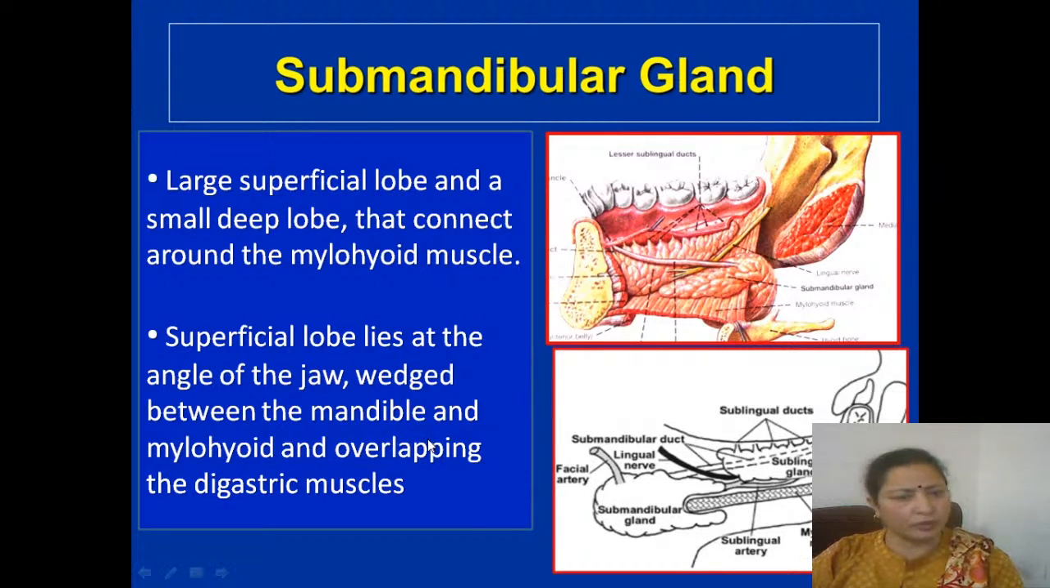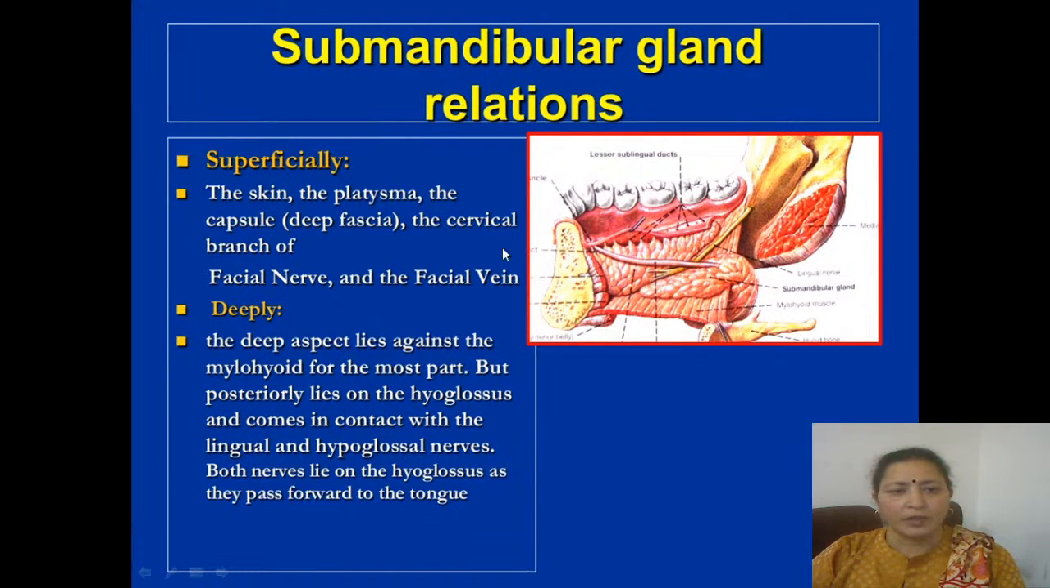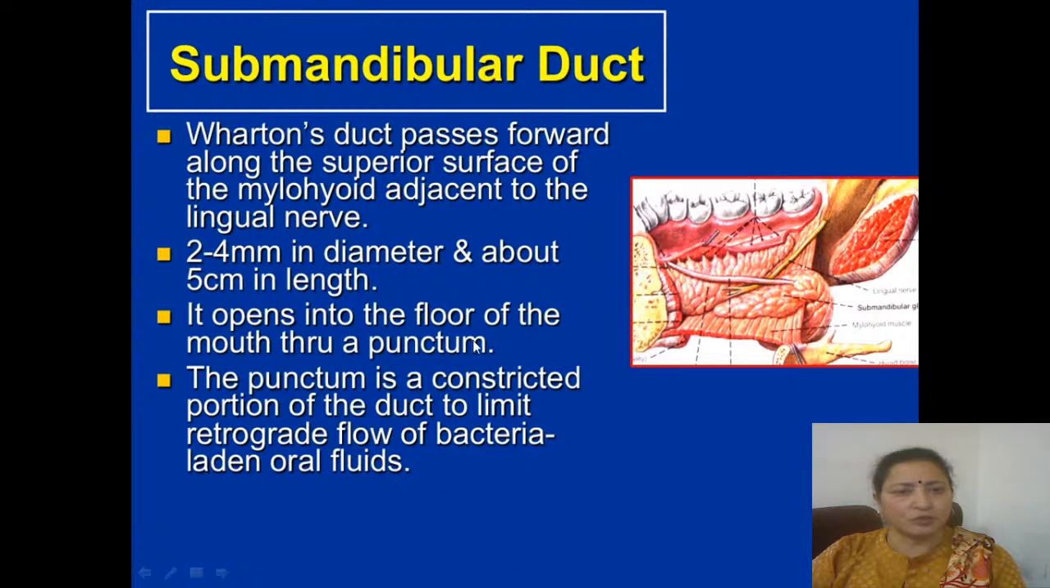That can have its own issues, problems, and if you are doing it for malignancy, we know that the best results are when we remove the gland in its entirety along with the tumor. So we should fully know the anatomy of the organ which we are removing. The superficial lobe lies at the angle of the jaw, wedged between the mandible and the mylohyoid, and overlapping are the digastric muscles. And we already talked about the deep and superficial part.